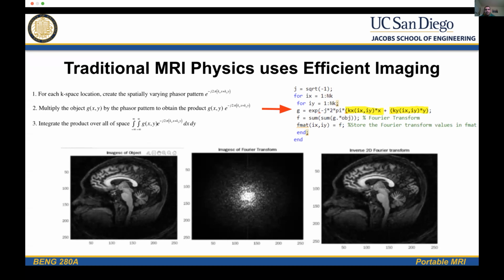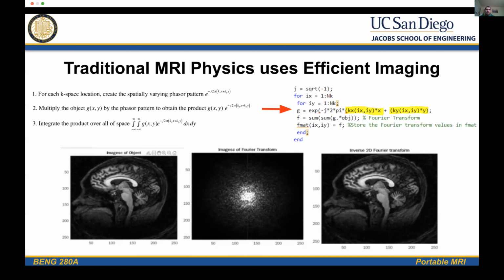This first slide summarizes how traditional MRI physics uses efficient imaging, and by efficient, I mean computationally perhaps not as intensive as portable MRI physics. As we know, there are really 3 criteria you need to fulfill before you reconstruct the inverse Fourier transform. You need to create the spatially varying phasor pattern, then multiply the object by the phasor pattern to obtain the product. And finally, you need to integrate the product all over space to obtain the Fourier transform. And then from there, you can use the inverse Fourier transform command built into MATLAB to reconstruct an image.